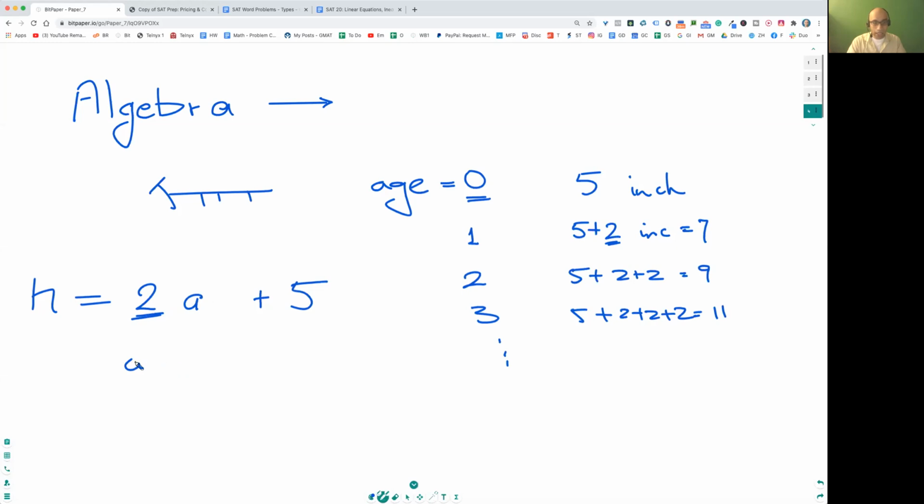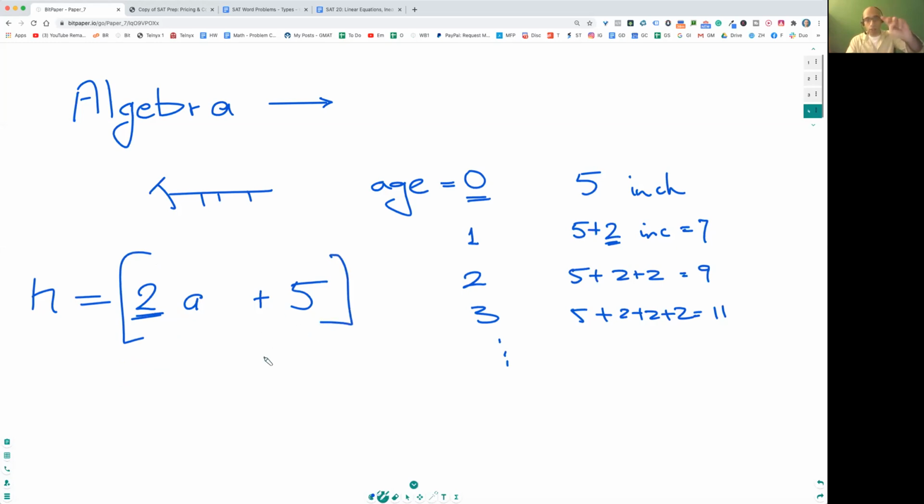If you take the age to be 1, you plug it inside here, you get 2 plus 5, which is 7. You take the age to be equal to 2, you plug it here. It's exactly this information. But now focus your attention on the right-hand side of the equation.